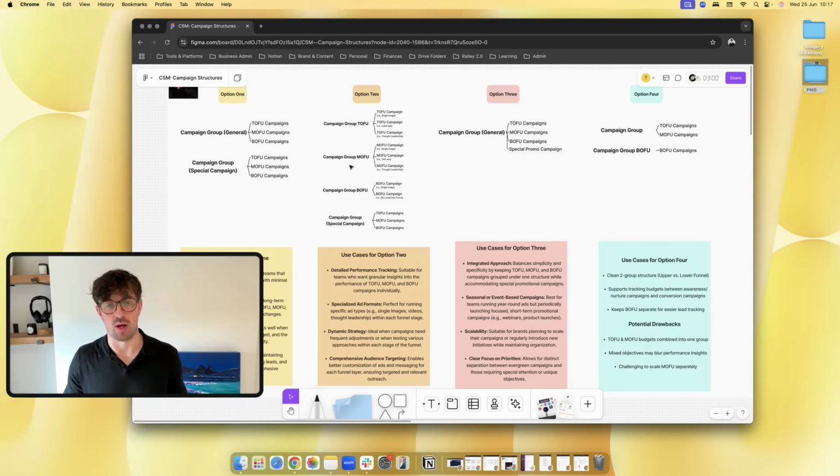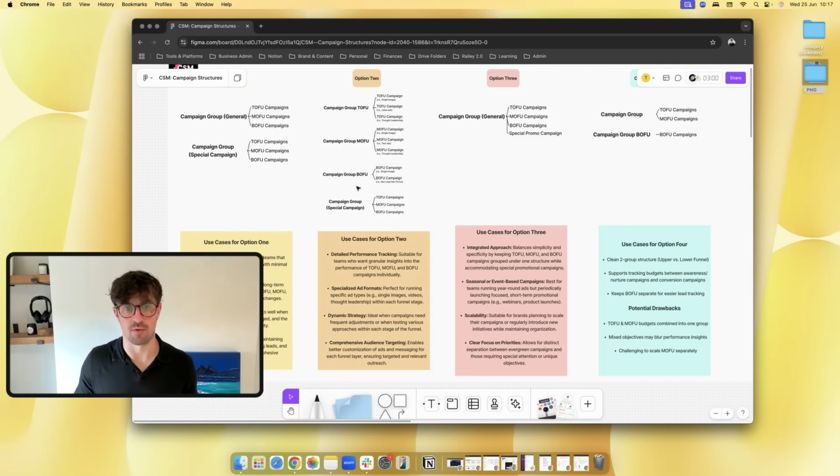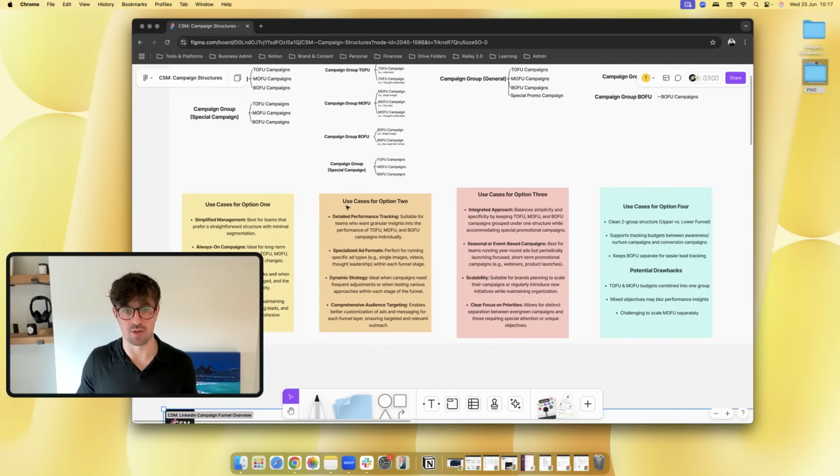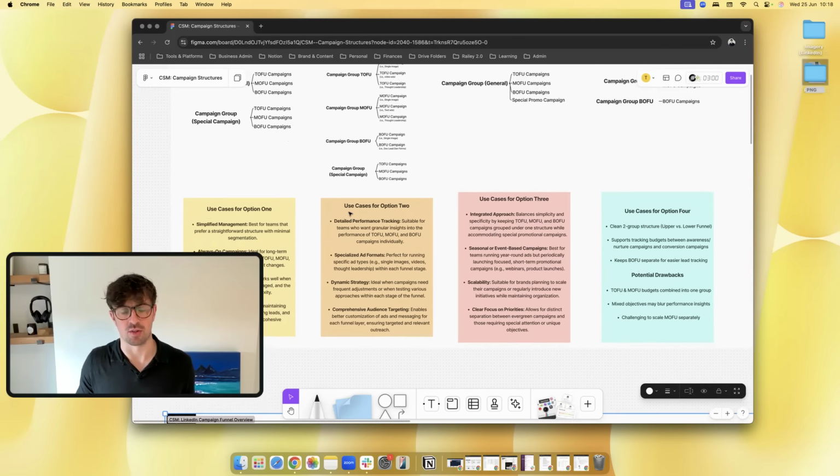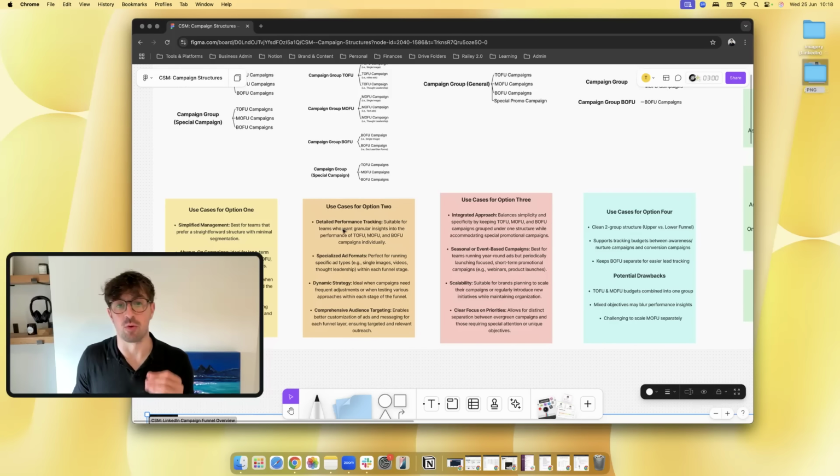Similar here as well. We have a campaign group: middle funnel, bottom of funnel, and here's an ability to do a special group. So why would you use this? You do this if you want really granular and detailed performance tracking. It's probably suitable for teams who are also running across other channels and are trying to determine this channel strategy across other go-to-market functions in the business.